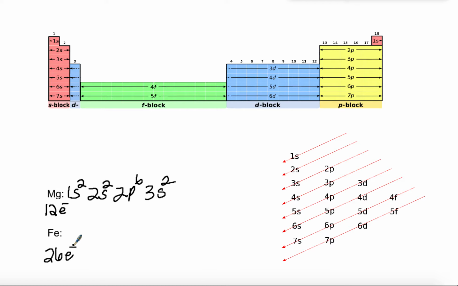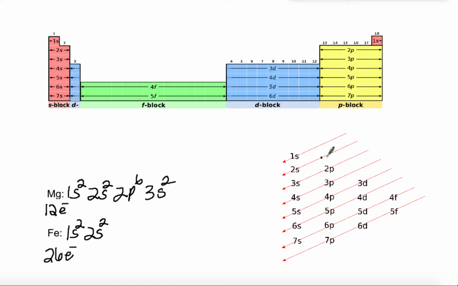So if I'm going to use the diagonal rule for iron, I'm going to start right up here, 1s. I know that all s orbitals can hold 2 electrons, so it's going to be 1s2. After 1s, I hit the bottom of my arrow, start at the next one. Go diagonal, next up, 2s. Again, the s orbital, regardless if it's a 1, 2, or 7, can only hold 2 electrons.